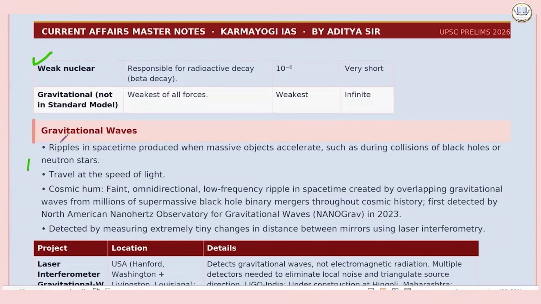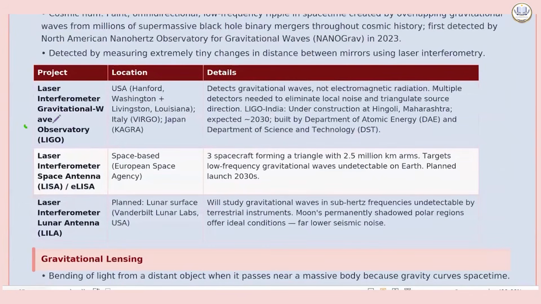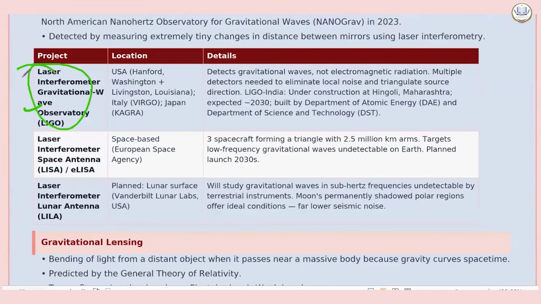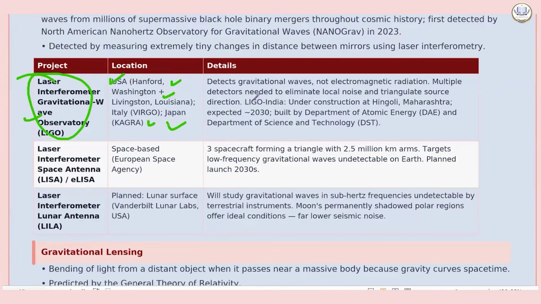You already discussed the gravitational waves. LIGO is there to observe them. Location is USA: Hanford, Washington, plus Livingston, Louisiana; then Italy, Virgo; and Japan, KAGRA. Then LIGO India is under construction at Hingoli, Maharashtra, expected to be completed by 2030, built by the Department of Atomic Energy and the Department of Science and Technology.